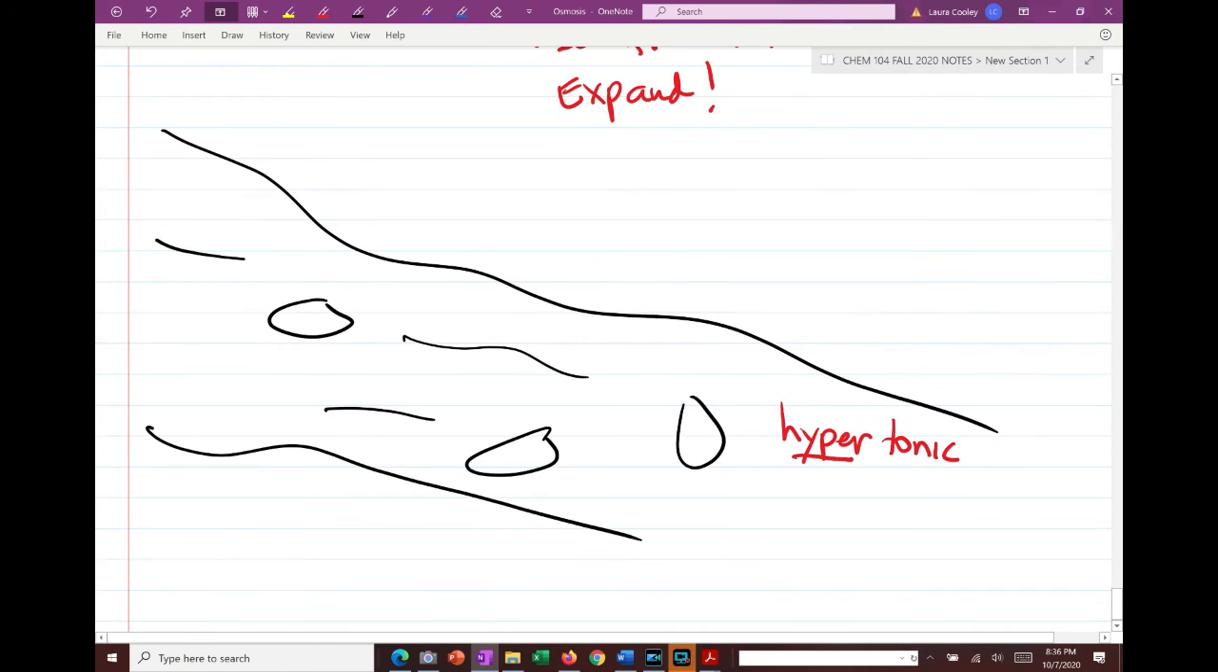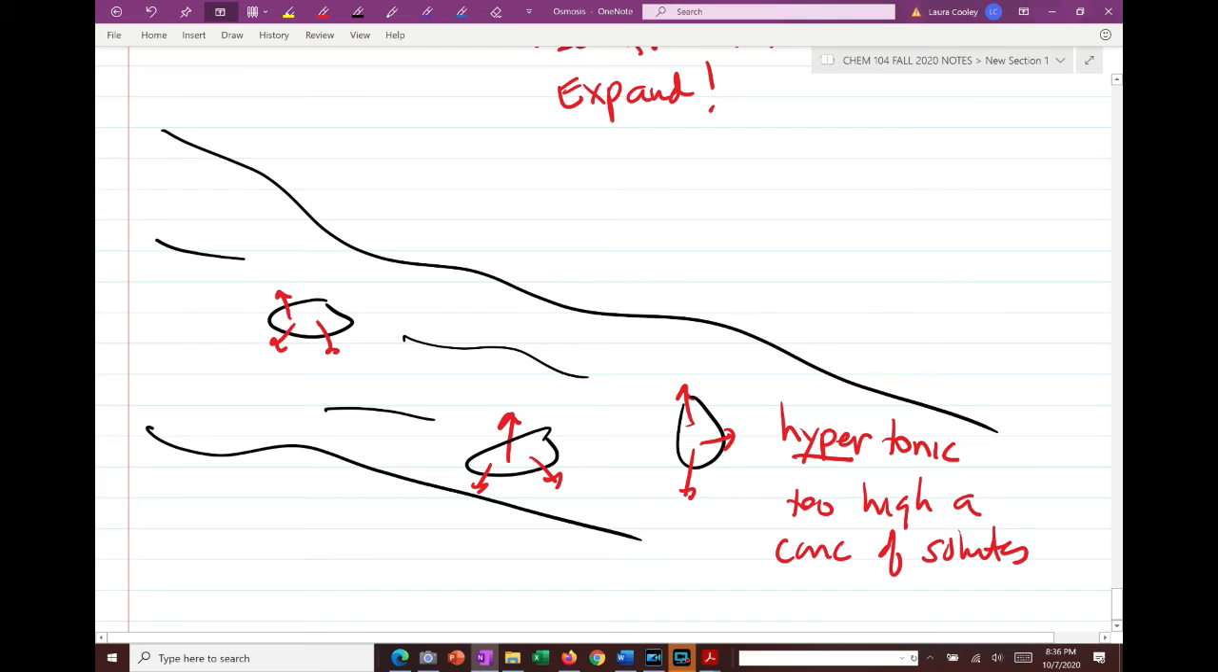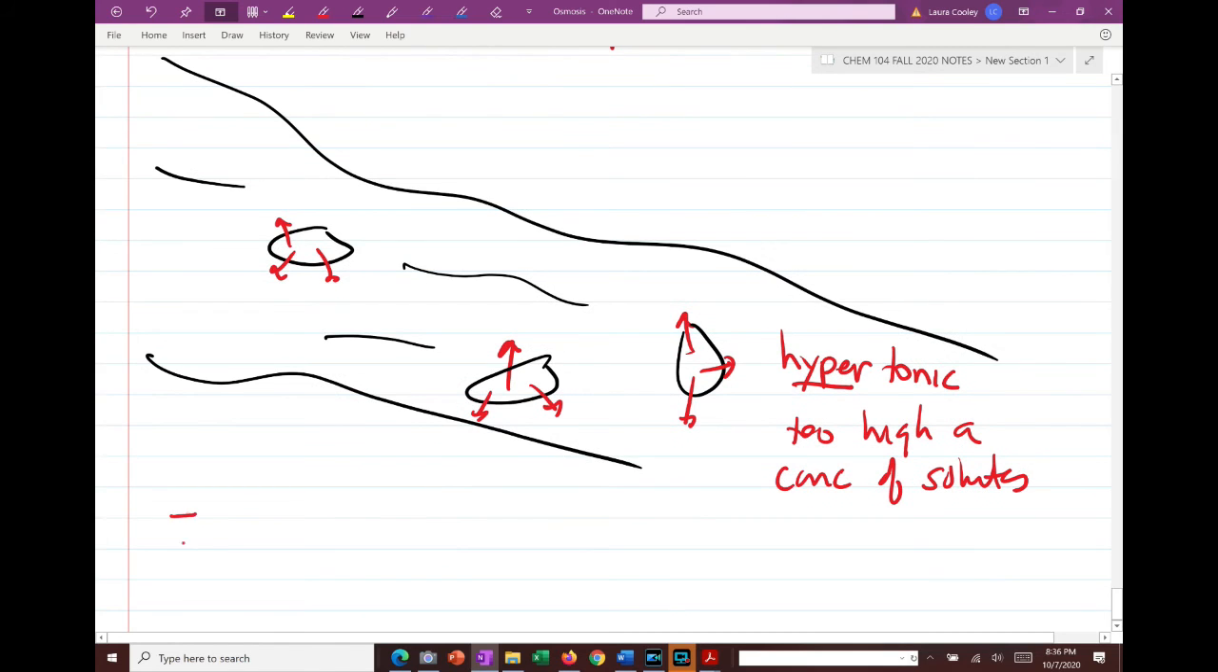Hypertonic means there's too high a concentration of solutes. So then there's going to be a flow out of these red blood cells. It's going to look like my shriveled eggs. Okay? And then that's really bad for you as well. So when you do IV fluids, they must be what they call isotonic.